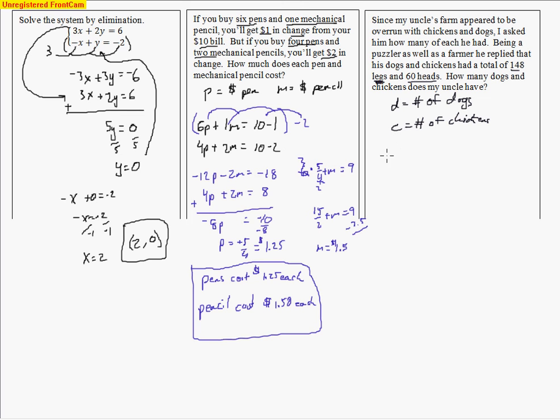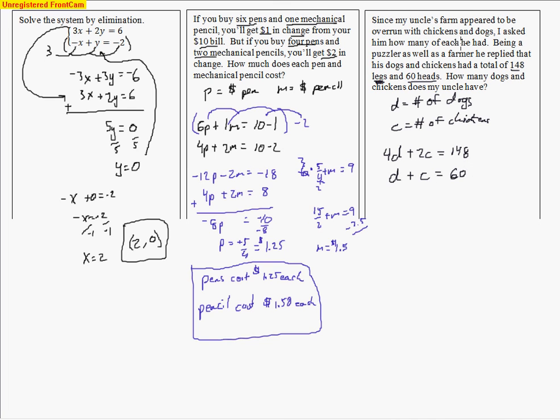So we'll start off with the legs equation. So 4 legs on the dog, assuming they all have 4 legs. Same thing with the chickens, 2 legs on a chicken, and that equals 148. And then we have 60 heads, okay? Well, just 1 head apiece. So 1 head on the dog, 1 head on the chicken, and that equals 60 altogether. So we're ready to solve.